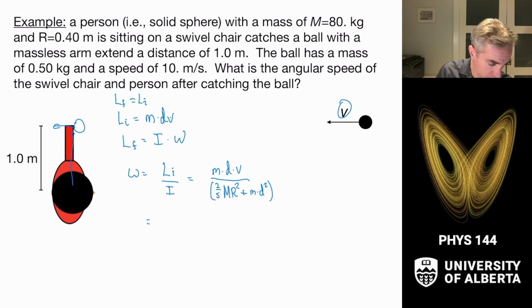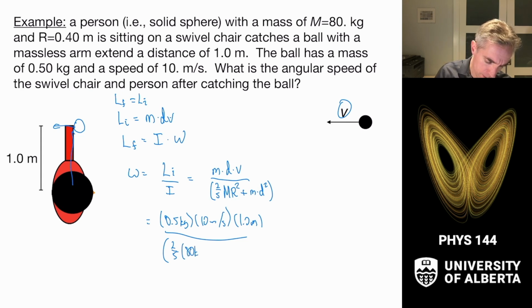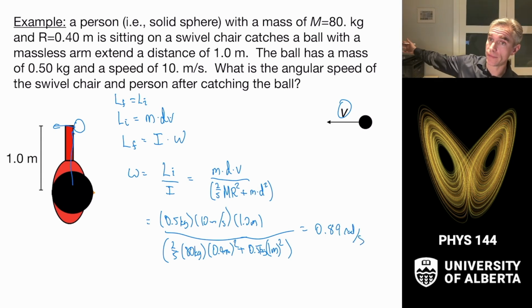We just plug in some numbers. So that's going to be half a kilogram times 10 meters per second times 1 meter, all over 2/5 times the mass, which is 80 kilograms, times the radius of our spherical person squared, plus half a kilogram times 1 meter squared. And then we grind this all out and we get that they are turning around at 0.89 rad per second, which is the result of them catching the ball and picking up that angular momentum and turning it into them spinning around.